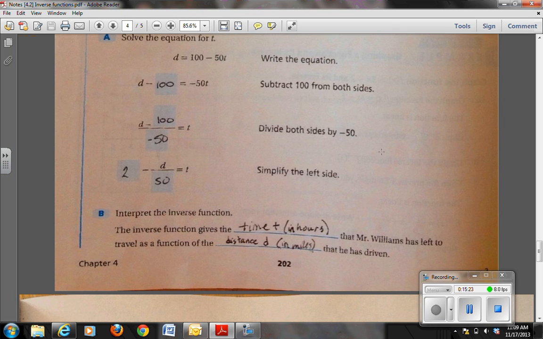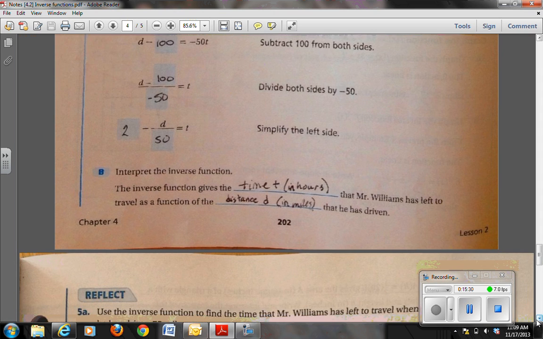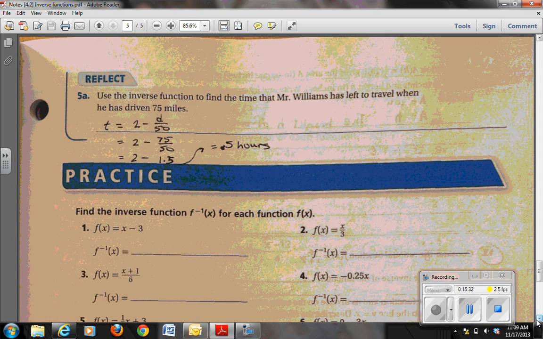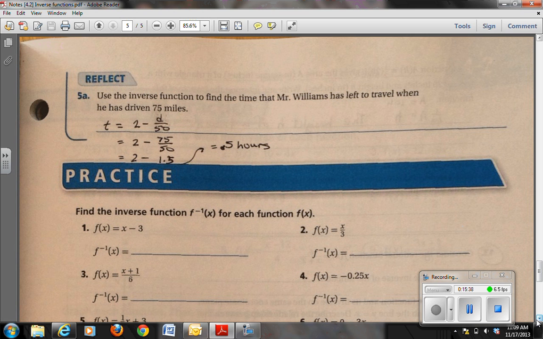Okay, so last little bit here. It says use the inverse function to find the time that Mr. Williams has left to travel after he's gone 75 miles. So our time is equal to 2 minus the distance over 50. That's what we just got in the previous line. So if our distance is 75, I plug that in, simplify it, and it looks like he's got a half hour more of driving time.